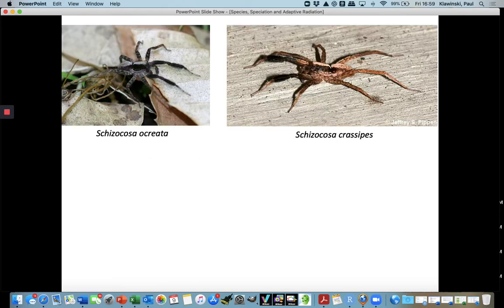Another example of this is a situation in spiders. This is Schizocosa ocreata and Schizocosa crassipes. These two species are virtually identical in the males and also identical in the females, and the only way in which they differ from one another is in a series of courtship and mating rituals that they go through, the courtship dances that the males perform in order to encourage and induce a female to mate with them.